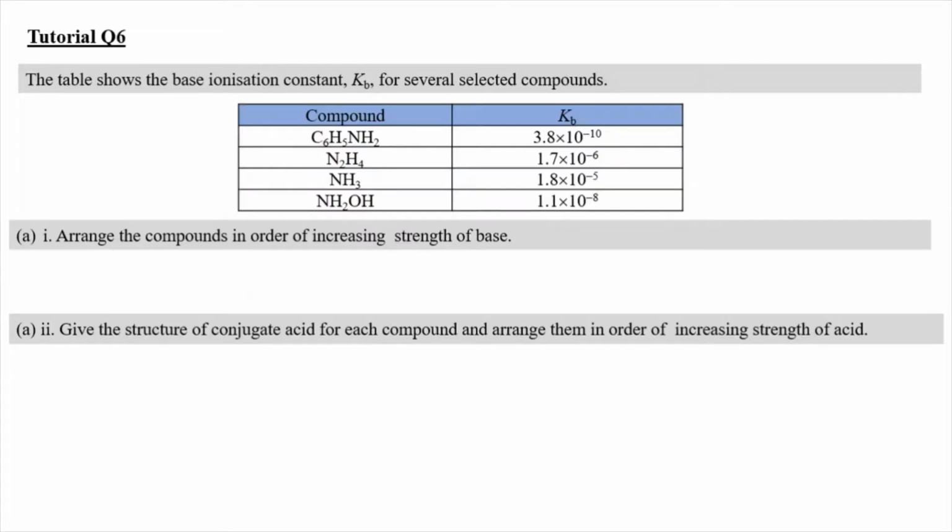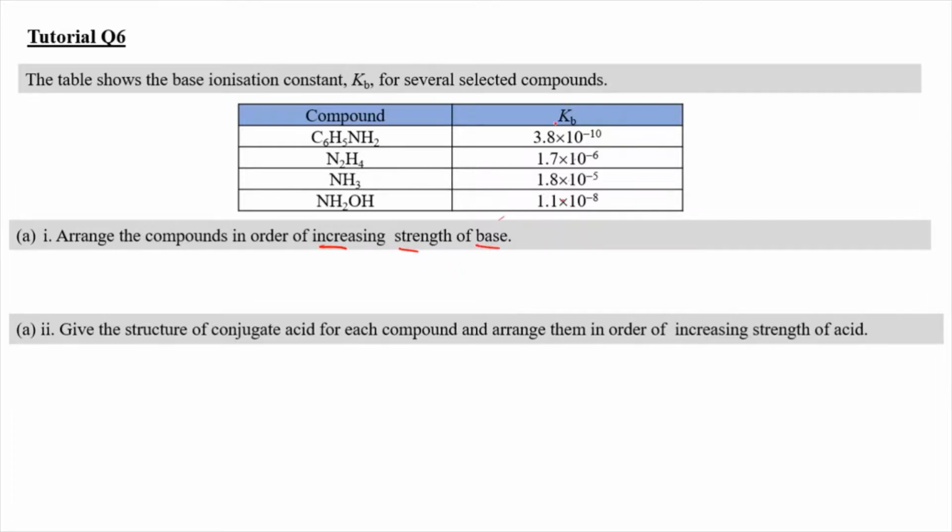And for tutorial question 6, the table shows the base ionization constant, which is Kb, for several selected compounds. So we have phenylamine, N2H4, ammonia, and then we have NH2OH. And then each has a Kb value here. So we need to arrange the compounds in the order of increasing strength of the base.